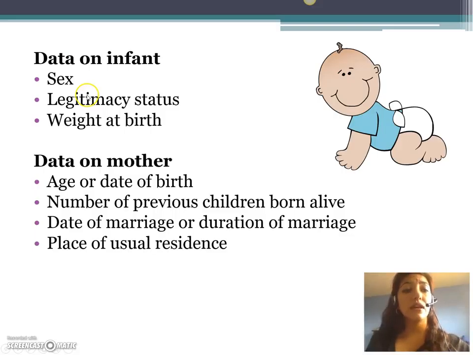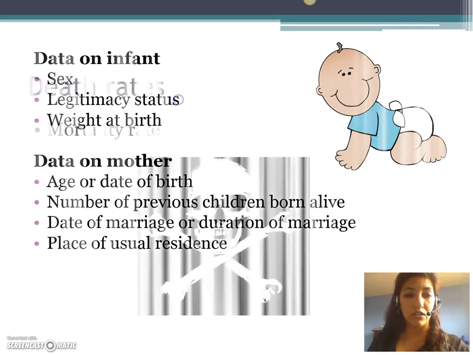Data on the infant, we need to know the sex. We need to know legitimacy status and the weight at birth. They don't actually put the length. Some people think they do, but they do put the weight. Data on the mother is the age or the date of birth, age of the mother once they deliver, the number of previous children born alive. All the registration forms ask that, date of marriage or duration of marriage if they are married, and place of usual residence. So that's the information that's on the live registration form.